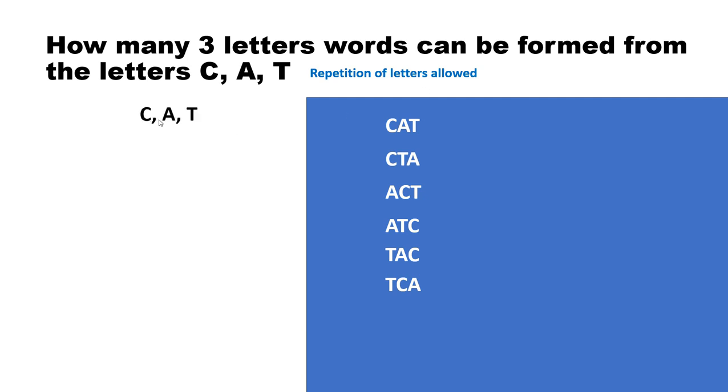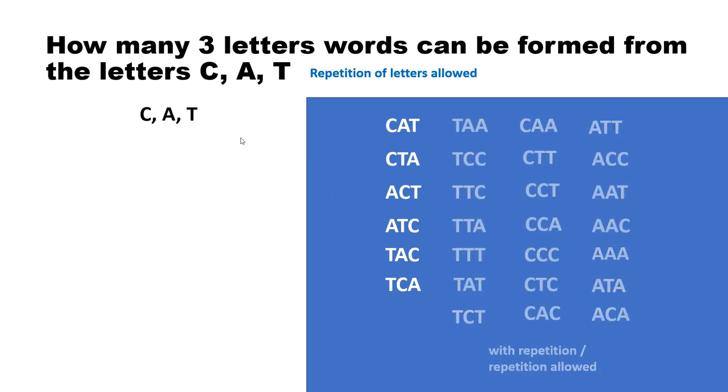So we are using these 3 letters, and in this case, in addition to the 1, 2, 3, 4, 5, 6 ways of writing them, we will have additional ways, because we can have words like CCC, TTT and AAA and so on. So when we write them, we get a total of 27 words. That is the total number of ways in which we can write or arrange the letters C, A and T when repetition of letters is allowed.